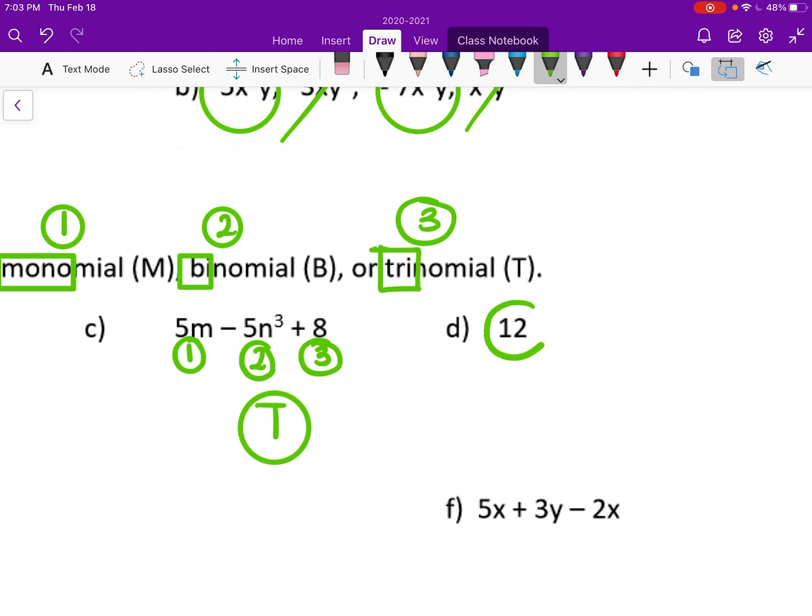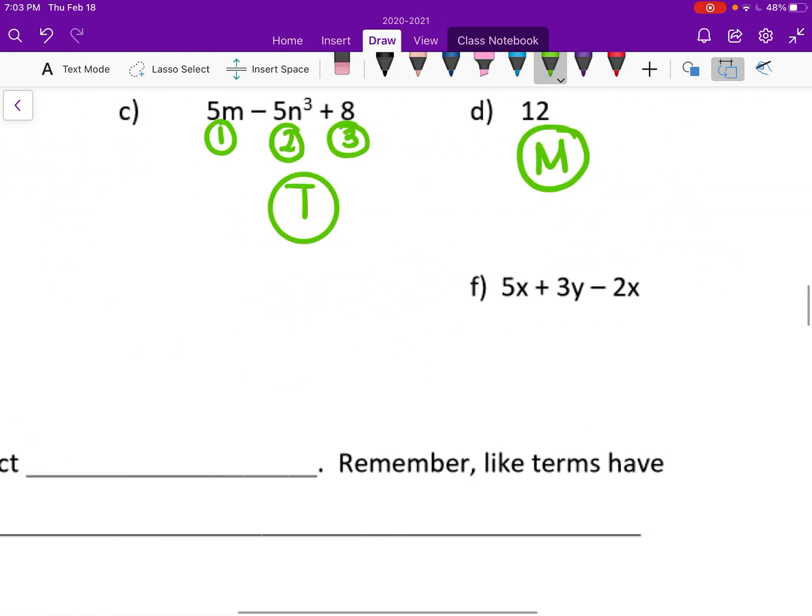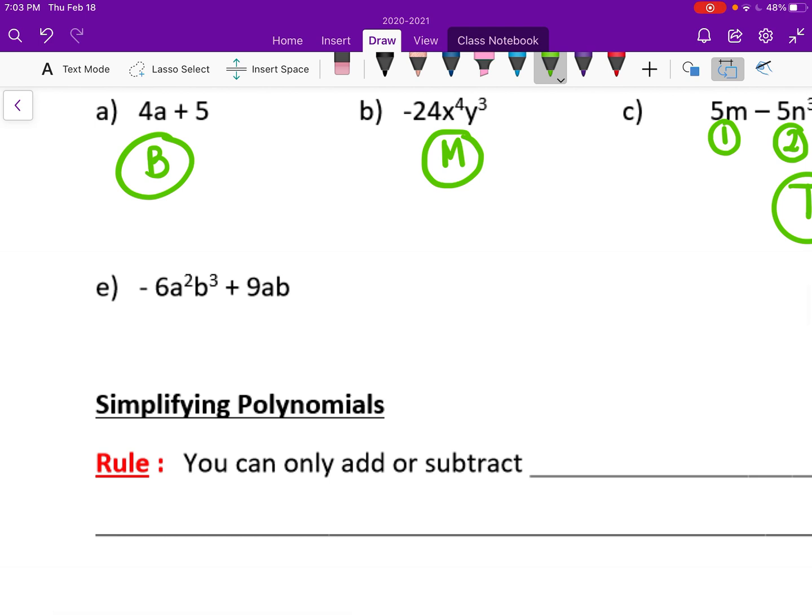This is only one term. There seems to be no multiplication, no subtraction, no addition. So this is a monomial. Right? So try doing these two on your own. Pause the video and just come back.